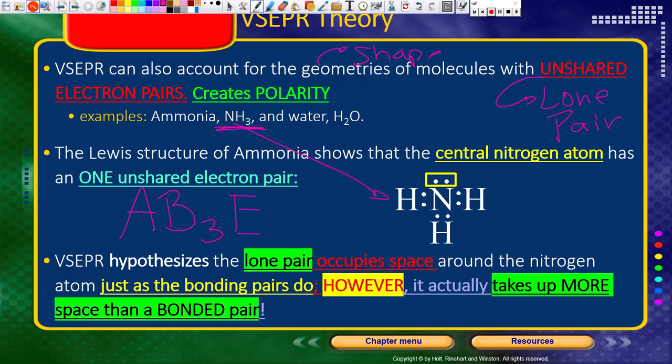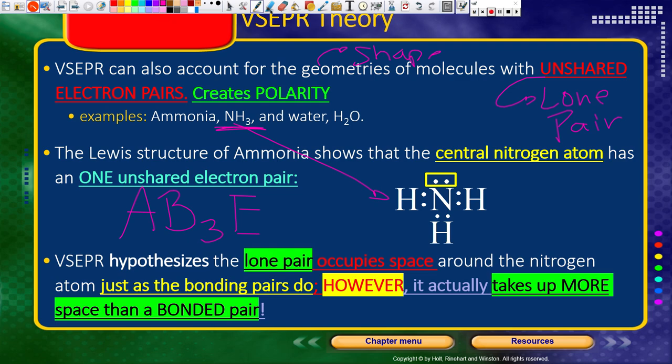So one more time, and what I'm fixing to tell you, you've already written down, but I want you to highlight it again. VSEPR hypothesizes lone pair occupy space around the nitrogen, just as bonding pairs do. However, this is what I want you to highlight. They actually take up what kind of space? More space than a bonded pair. So what's the result? And I want you to add these few words. So, bond angles are smaller. I want you to add those 4 words. So, bond angles are smaller. So again, everything that's on this slide I've already discussed. You've already seen it. Bond angles are smaller.